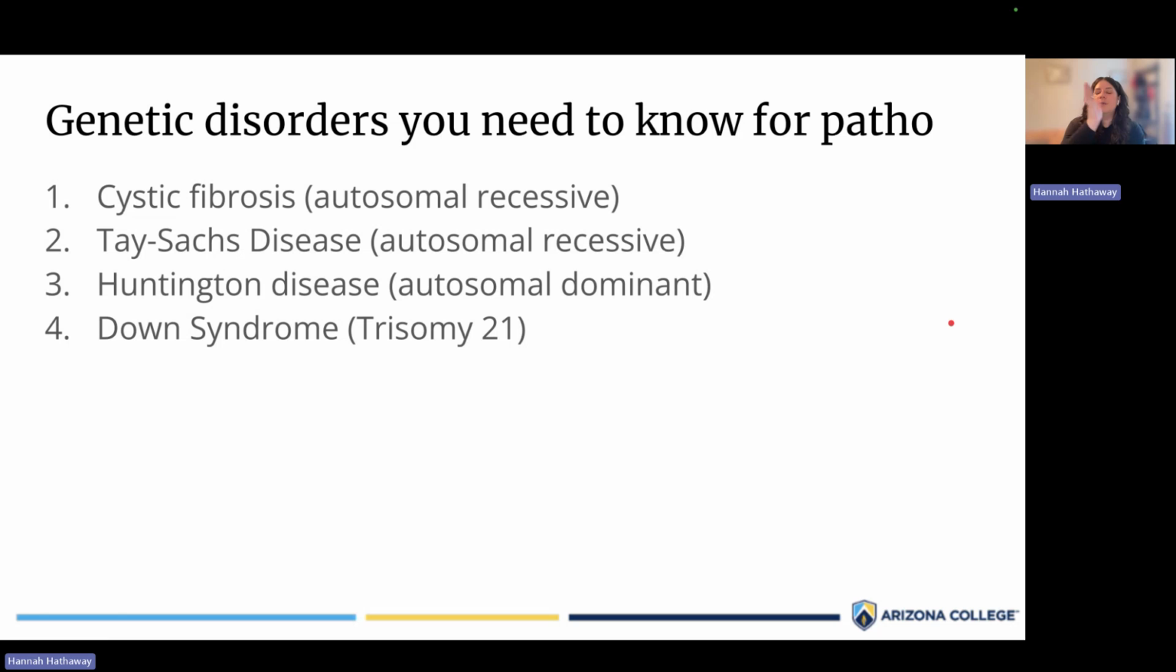Okay, so just a nice little review of different types of genetic disorders. For this course, for patho, you need to know 4 genetic disorders. You need to know cystic fibrosis, which is an example of an autosomal recessive disorder. You need to know Tay-Sachs disease, which is also an autosomal recessive disorder. You need to know Huntington's disease, which is autosomal dominant. And then you also need to know Down syndrome, which is an example of a chromosomal abnormality. Specifically, it is trisomy 21. So we're going to go over each of those just briefly, because I know you've probably learned about these in other courses.